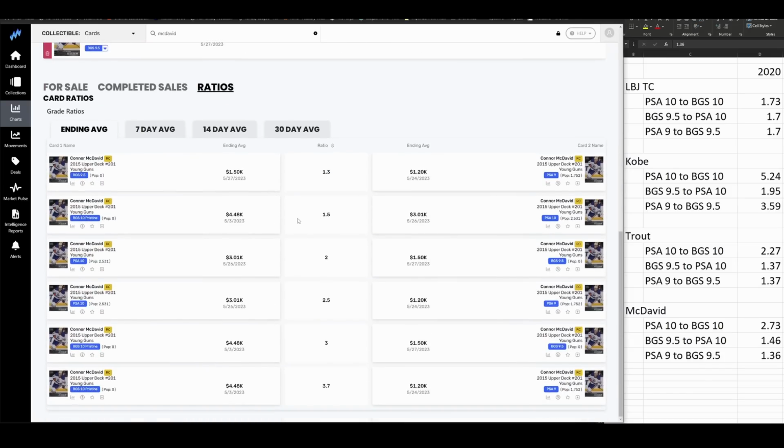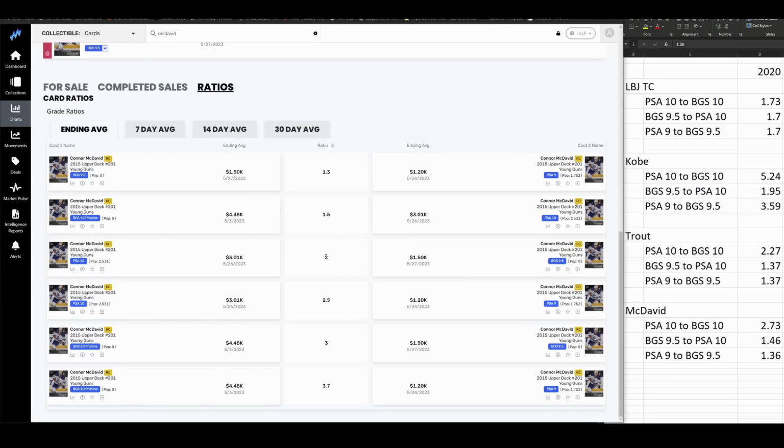Fast forward to today, a BGS 10 Pristine goes for 4.5K. A PSA 10 goes for 3K. That is now only a 1.5X difference, when back in 2020, it was almost a 2.75X difference. BGS 9.5 compared to PSA 10 is now up, I'm sorry, to 2X. So a PSA 10 is now selling for 2x a BGS 9.5. Back in 2020, it was selling for basically just under 1.5.